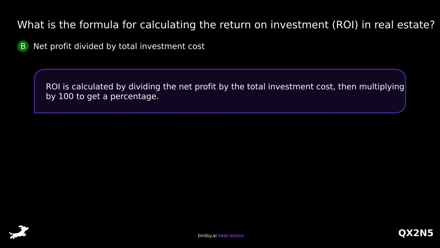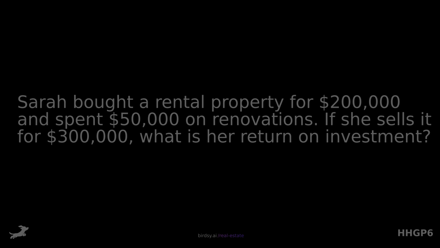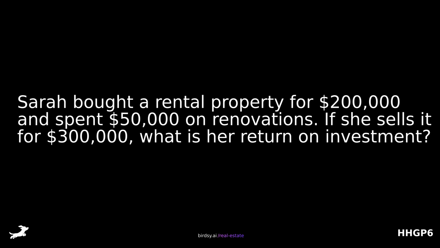ROI is calculated by dividing the net profit by the total investment cost, then multiplying by 100 to get a percentage. Sarah bought a rental property for $200,000 and spent $50,000 on renovations. If she sells it for $300,000, what is her return on investment?